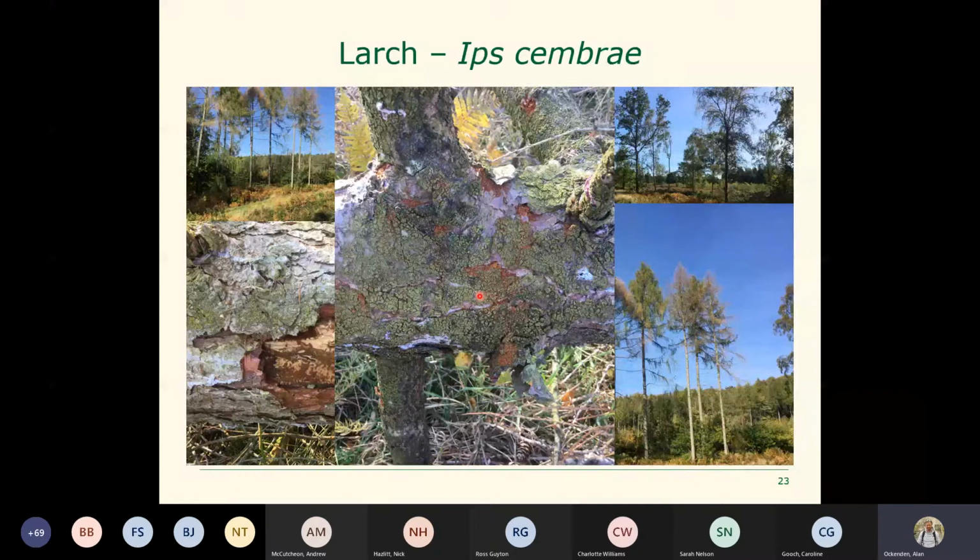I didn't manage to clarify whether that was primary or secondary. I think probably a secondary looking at the site, but it can really have quite an impact if you've got stressed larch trees on site for one reason or another. One of those reasons is quite often drought stress.